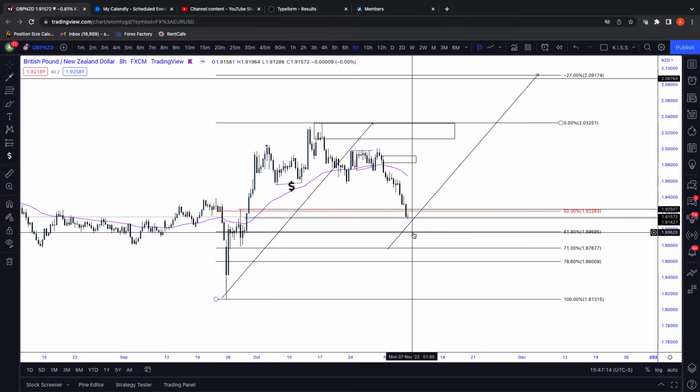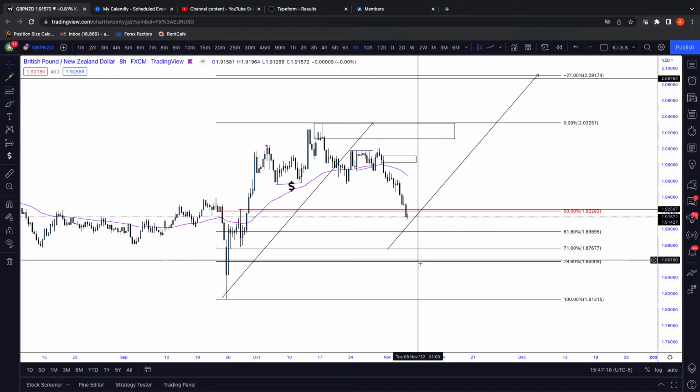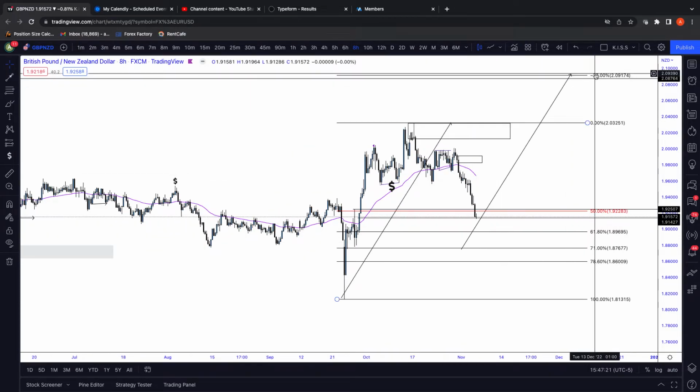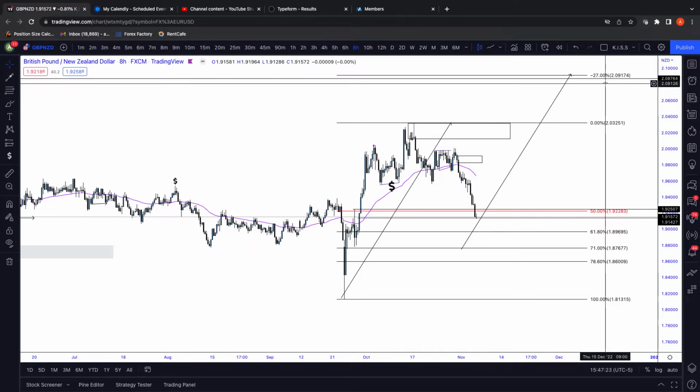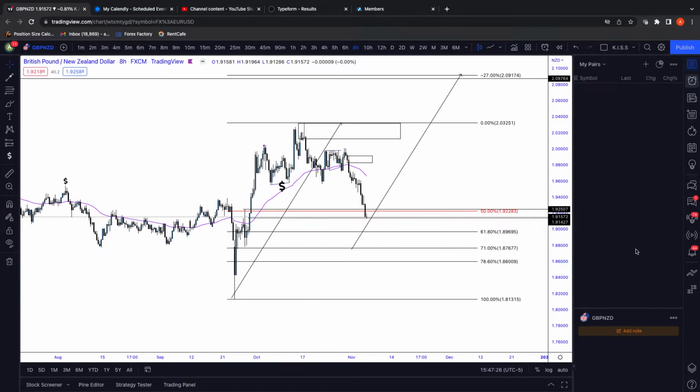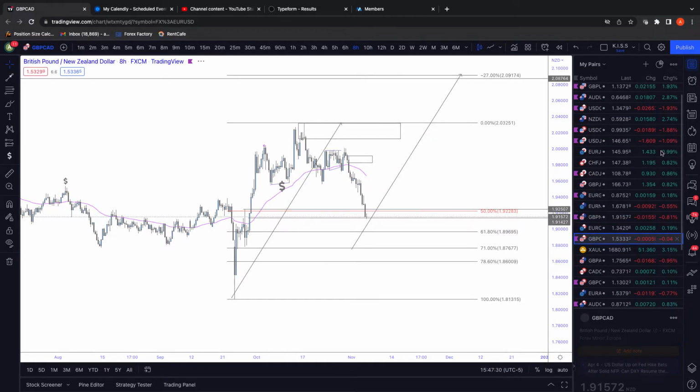But we very easily could dig down into this kind of 61, 78.6 area before seeing that extension up into 2.0900, 2.09. All right, so that's GN, one to keep on the radar.